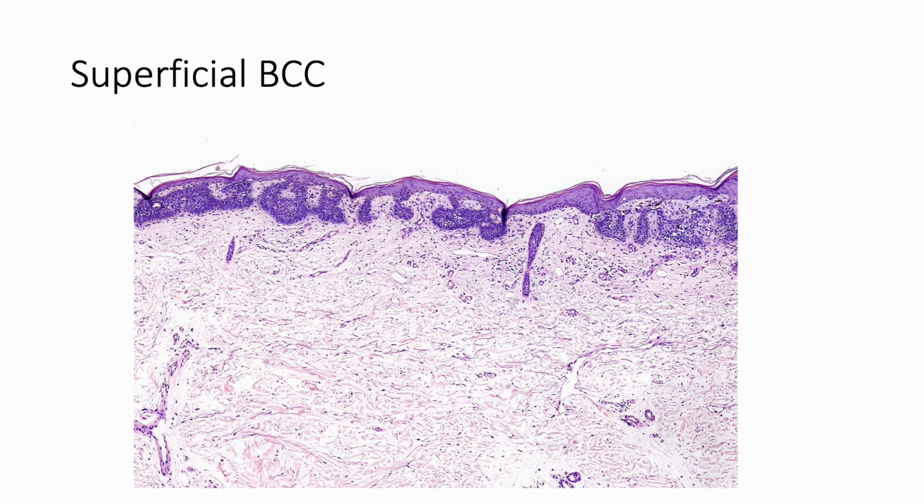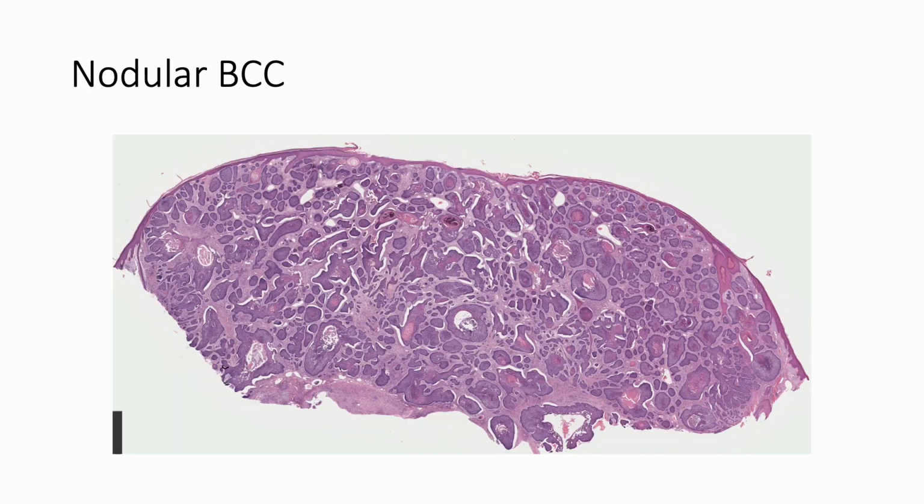This is an example of superficial basal cell carcinoma. You can see those nests, they are all connected to the epidermis without a nodular component. People believe this could be the initial step of the carcinoma transformation. And this is the nodular basal cell carcinoma. This is the most common one. I believe you have seen this a lot.